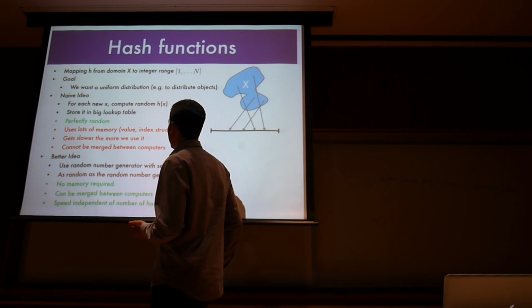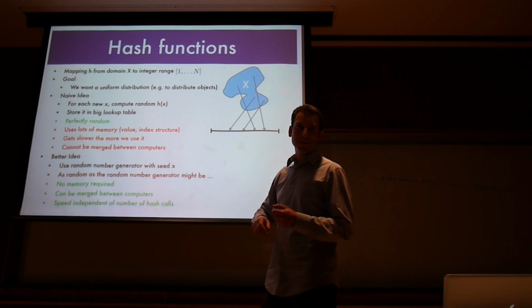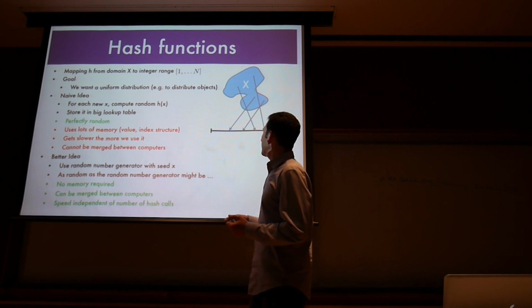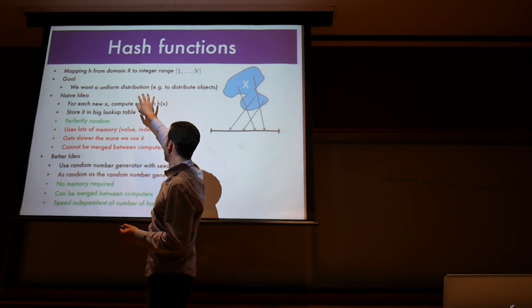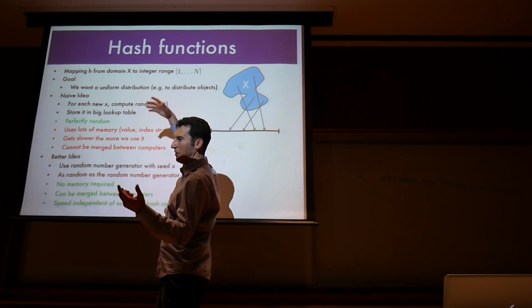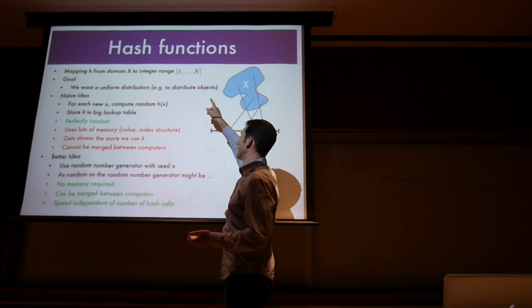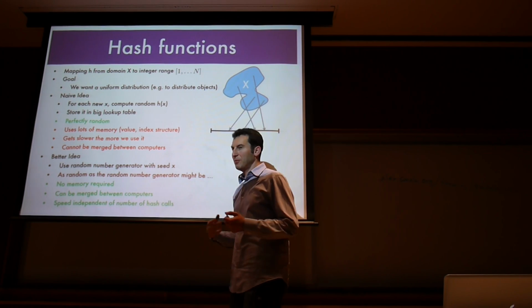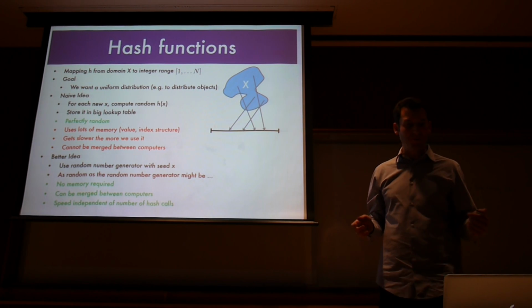So essentially what the hash function does is like a parametric random number generator. Think of it this way. You take an object, you feed it into this hash function h, and it maps from the domain of whatever object that you have into an integer in a range between 1 and n. And what you want to do is you want to get the uniform distribution.